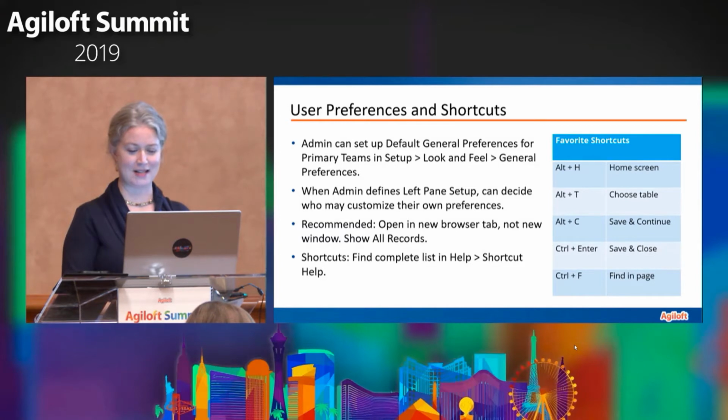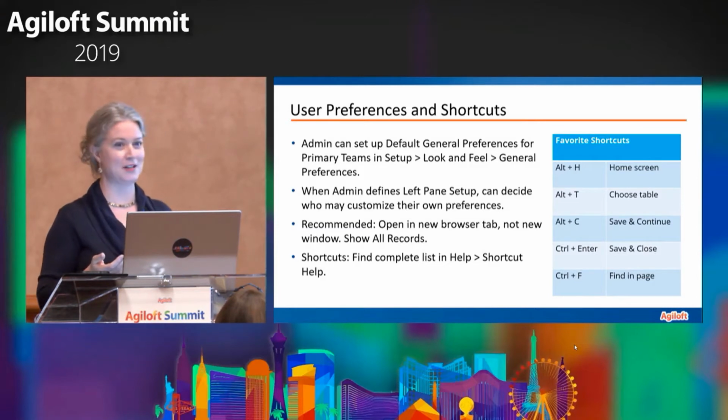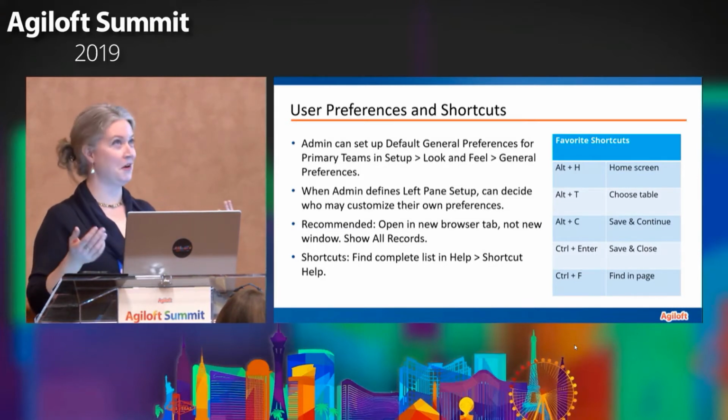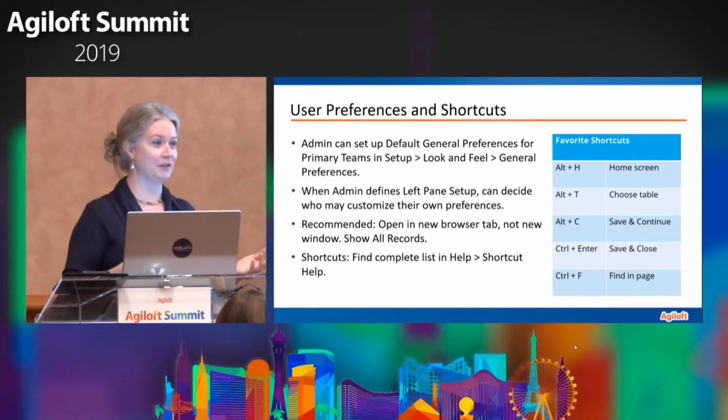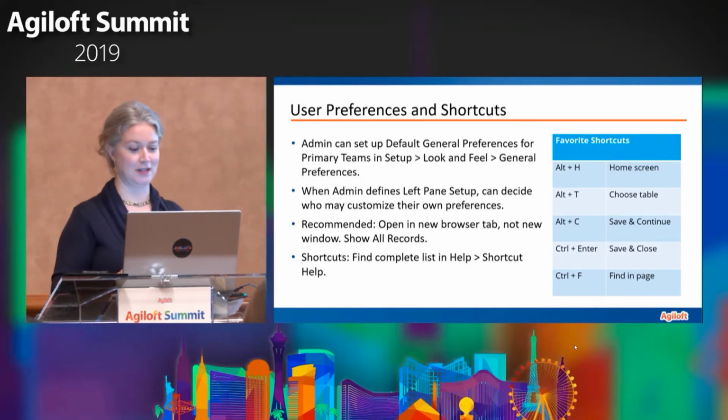Another one as an admin that I find super handy is Control-F, which isn't necessarily a special Agiloft shortcut, but if you're ever trying to adjust fields in a table and you're looking at this big long list and you can't find it, do Control-F, find in page, and start typing, and it'll just find it, just as a browser-based tool. It's a really nice one too.